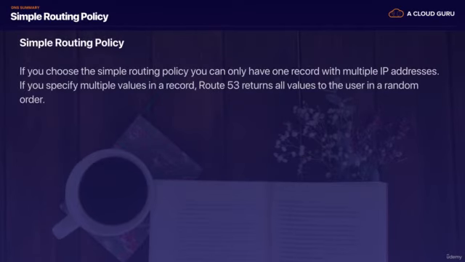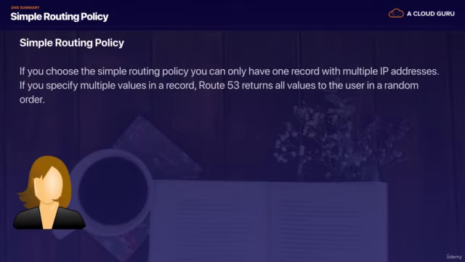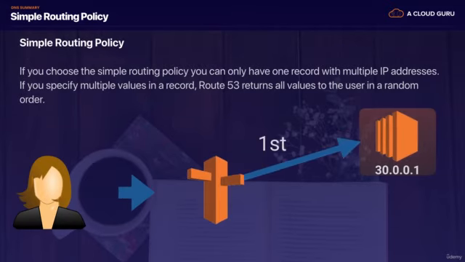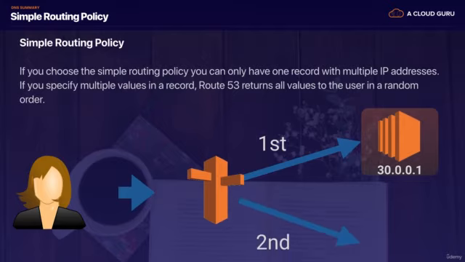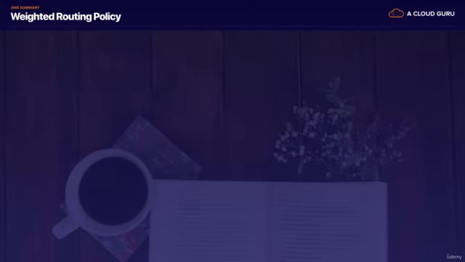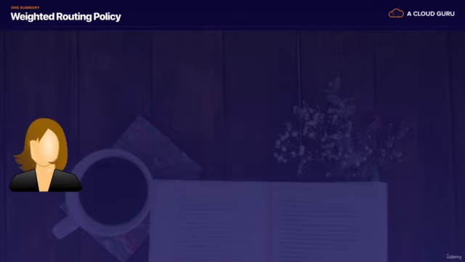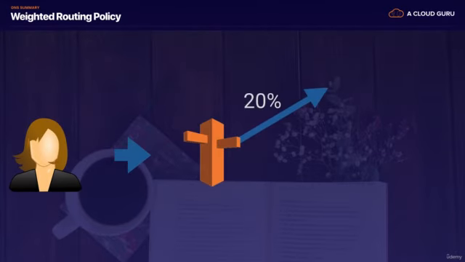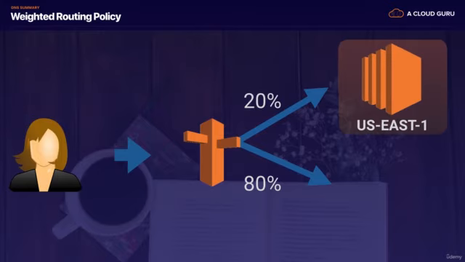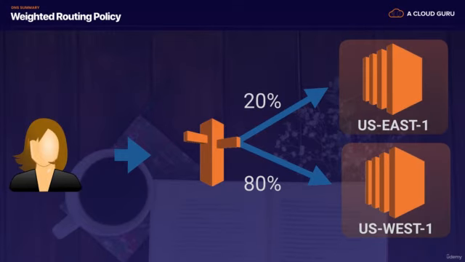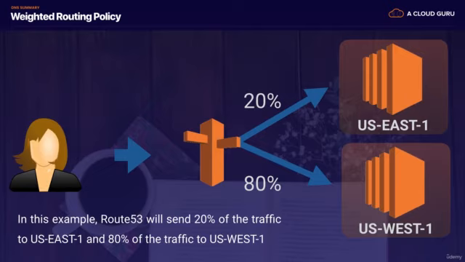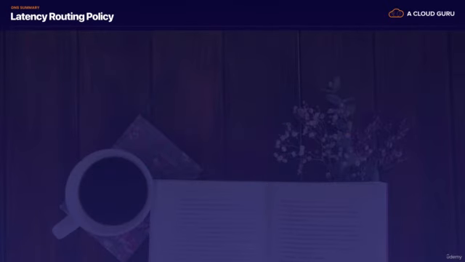With the simple routing policy, you can only have one record with multiple IP addresses and you can't have any health checks. If you specify multiple values in a record set, Route 53 will return the values to the users in a random order. So here's our user, they're typing in a DNS address, Route 53 is giving them the first record and then the second record, but we can't have a health check on that one. With weighted routing policies, we've got our user typing in a DNS address and we're setting weights, so we're sending 20% of the traffic to US East 1 and 80% to US West 1. So that's how weighted routing works.